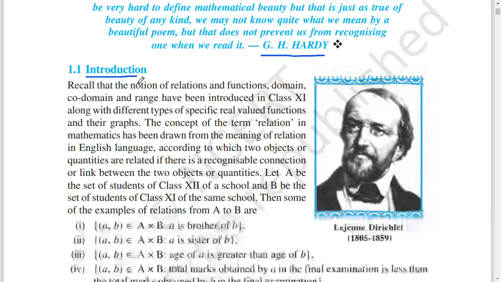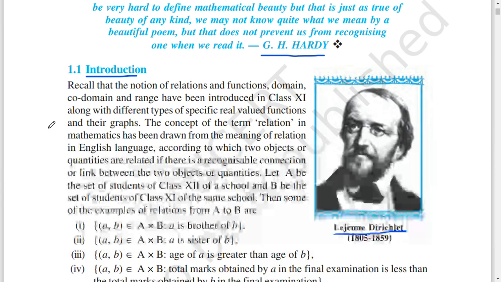Introduction. Lejeune Dirichlet, 1805 to 1859. Recall that the notions of relations and functions, domain, codomain, and range have been introduced in class 11, along with different types of specific real valued functions and their graphs.